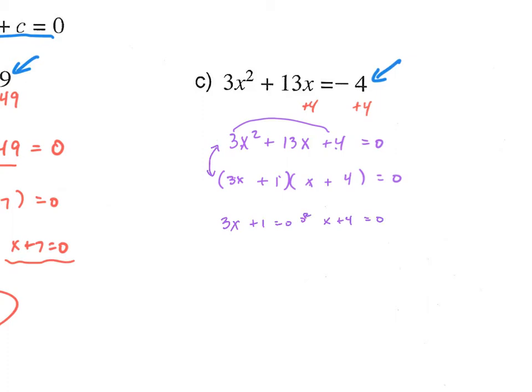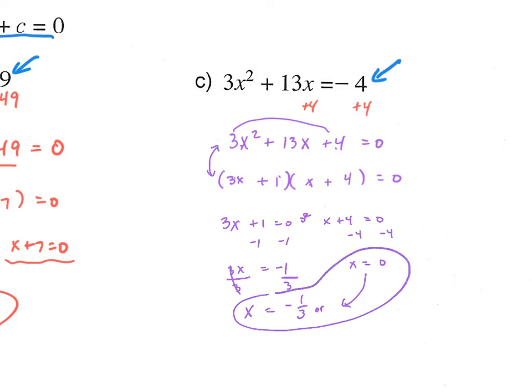so solving, I do my inverse operations, and I have 3x equals -1, dividing both sides by 3, x is going to be equal to -1/3, or x plus 4 equals 0, do my inverse operations, and x equals -4. So bam, there you go. You have x equals -1/3, or x equals, not 0, I'm sorry, -4.